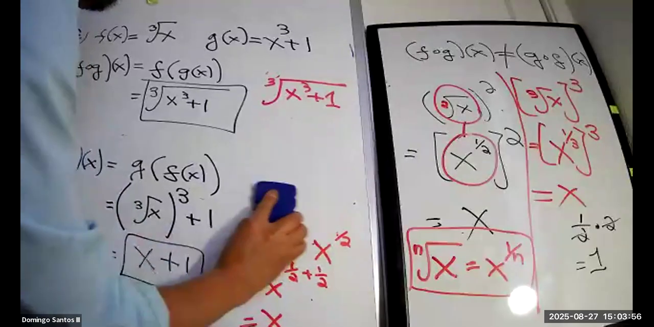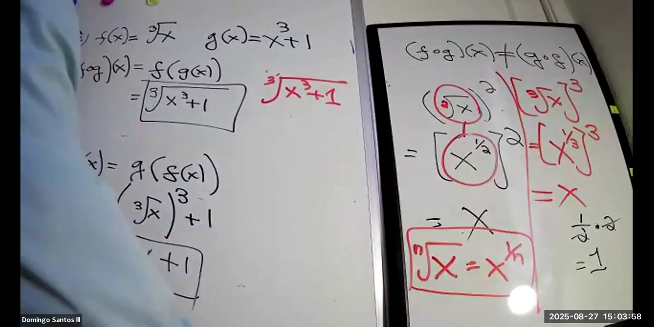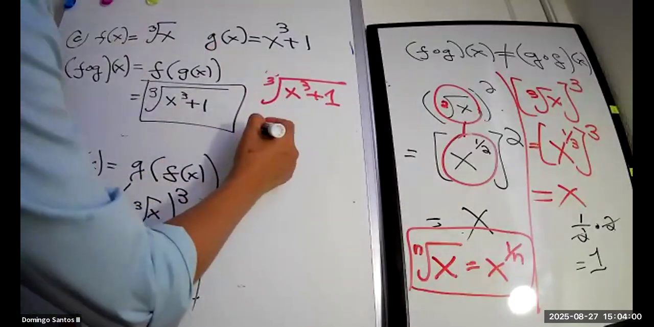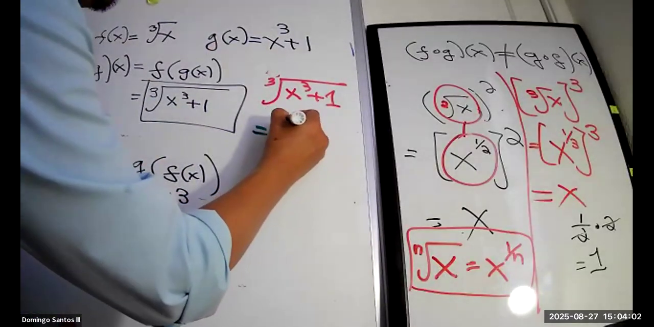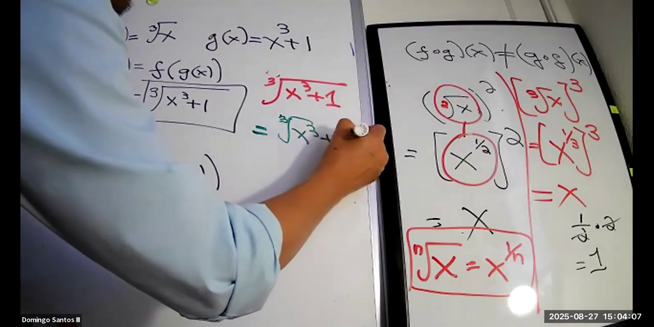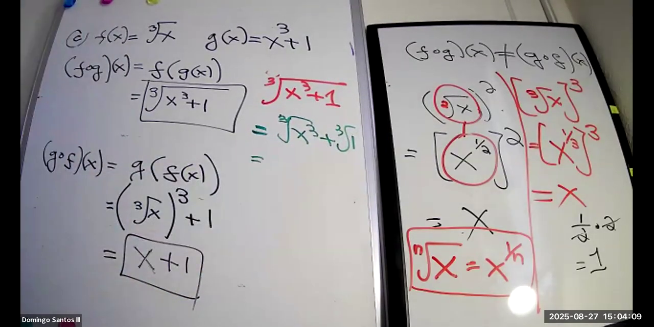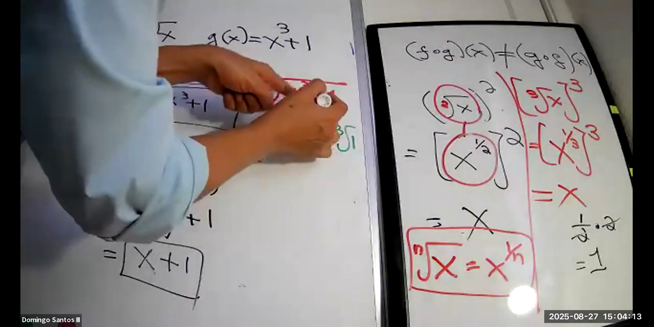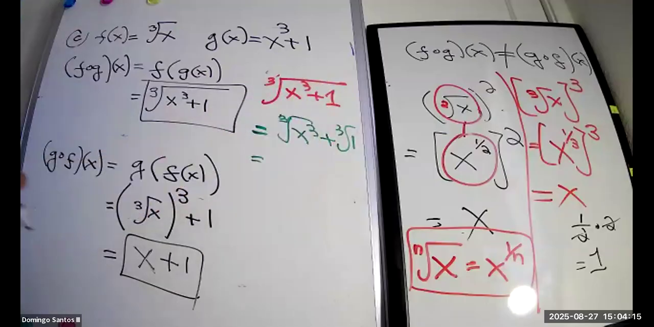I know what you're thinking. You're thinking of this: maybe this is equal to the cube root of x cubed plus the cube root of 1, right? Am I correct? No, it's wrong because this is x cubed plus 1, and this is addition, not a multiplication. So you cannot distribute that cube root.